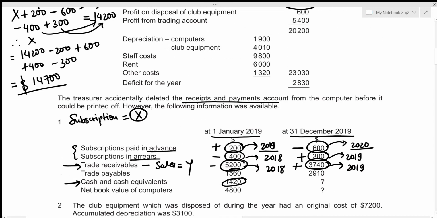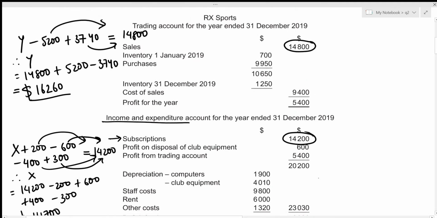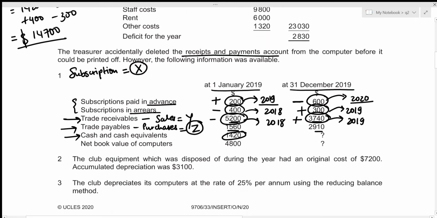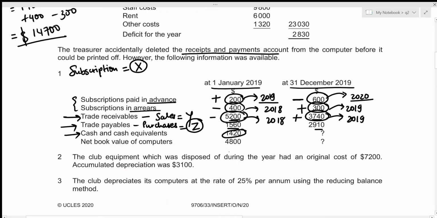Then we're given trade payables, which is associated with purchases. And the purchases included in our receipts and payment section, I'm just going to denote it with the variable Z. And to this variable Z, we adjust our opening trade payables and closing trade payables in order to figure out the actual value of purchases to be included in the trading section. Okay, we'll start with the value of purchases in our receipts and payment section, which is Z. Then we adjust the opening and closing trade payables.